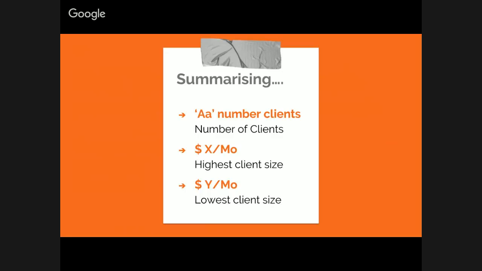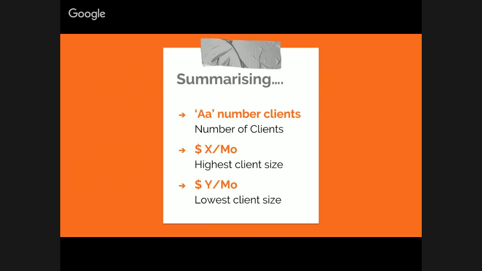The number of clients you worked with should not double, but the highest client size should double. The lowest client size should go up by 4 times. So what happens is that your ratio improves. The final result should be this. This is the snapshot of your growth.